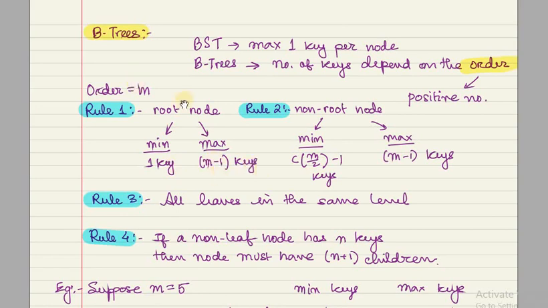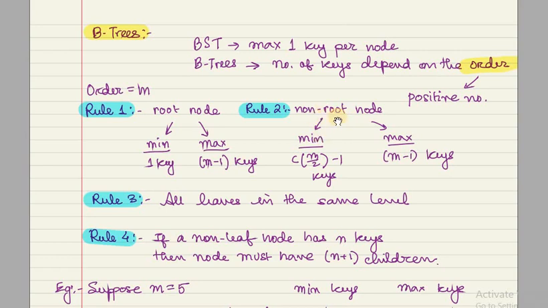So if the order is 5, then we can have 4 keys as maximum keys. If the order is 7, maximum 6 keys are possible in the root node. Okay, this is all about the root node. Rule 2 says about the non-root node. Any node which is not a root node is a non-root node, right? Simple. We are going to discuss broadly about that, so don't need to worry.